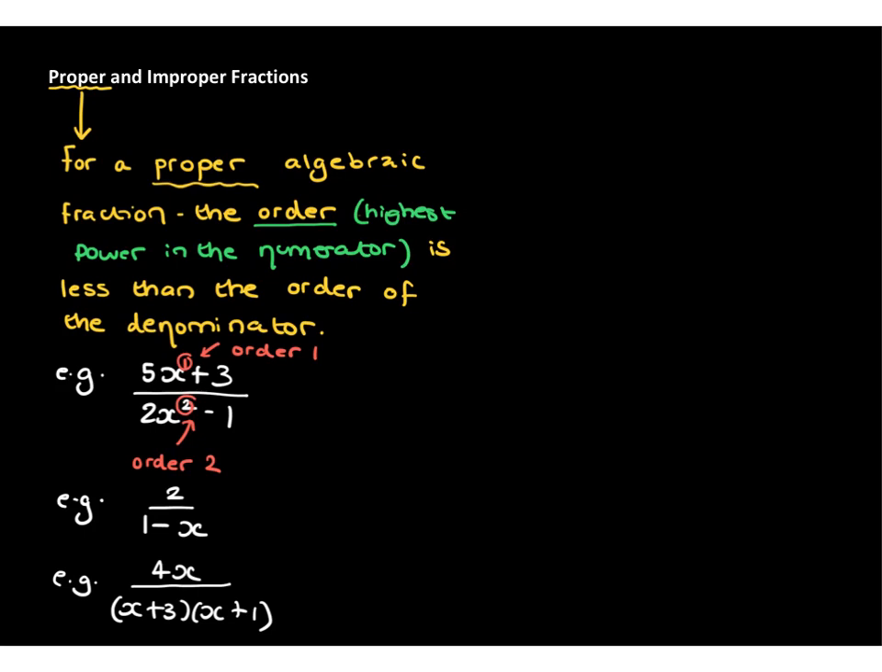Now the opposite is true of an improper algebraic fraction. So this is probably best illustrated with some examples. So for instance, 2x over x plus 1. Now, what's the order in both of the numerator and the denominator here? Well, the order in the numerator is 1, and the order in the denominator is also 1. So the numerator and denominator have the same order, which means it can't be a proper algebraic fraction if you look at the original definition. Let's write down another example.